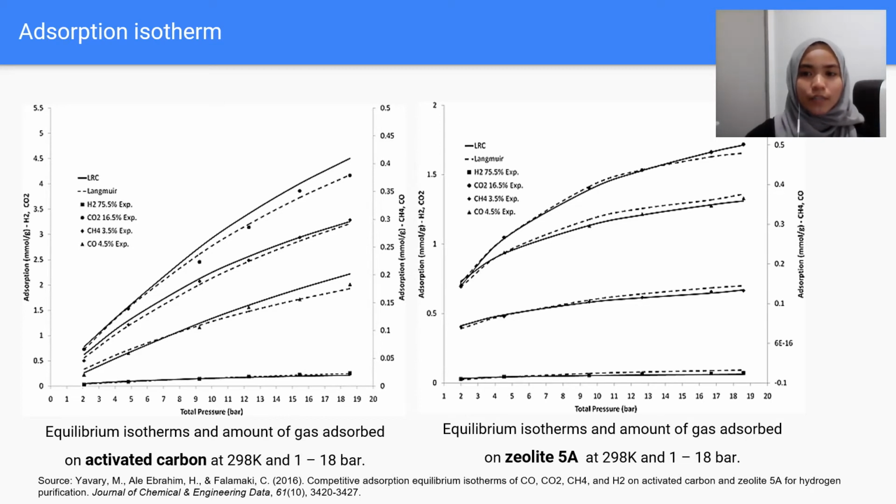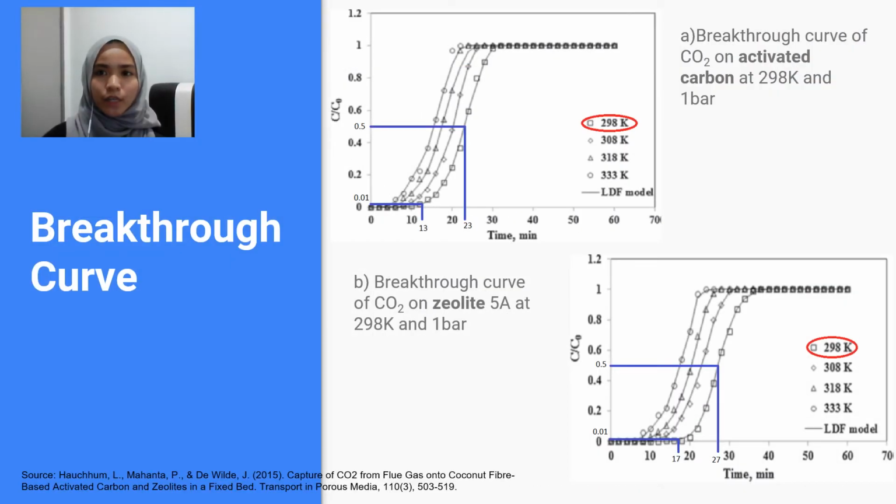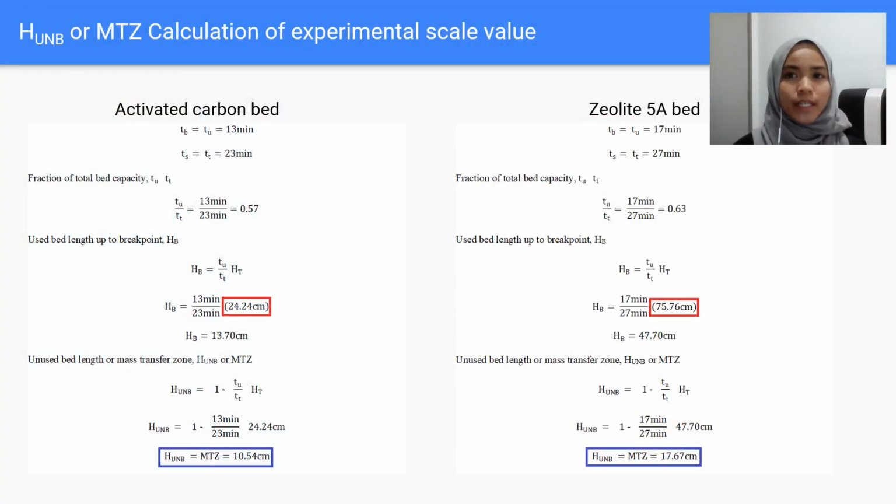Since the highest adsorbed capacity of gas components in both adsorbents is carbon dioxide, the breakthrough curve of carbon dioxide is chosen to represent all the gas components in the multi-component mixture. Figures show the breakthrough curve of carbon dioxide for activated carbon and zeolite 5A. Moving on to the MTZ calculation for the experimental scale data.